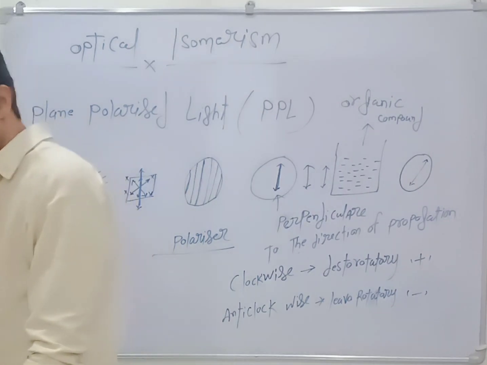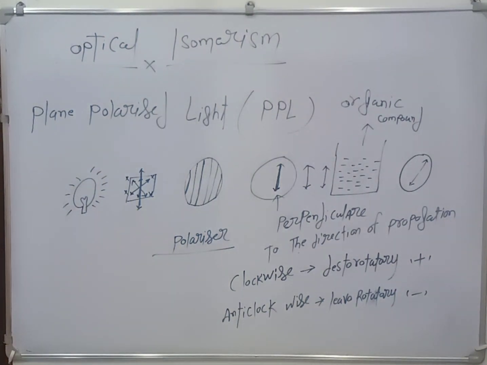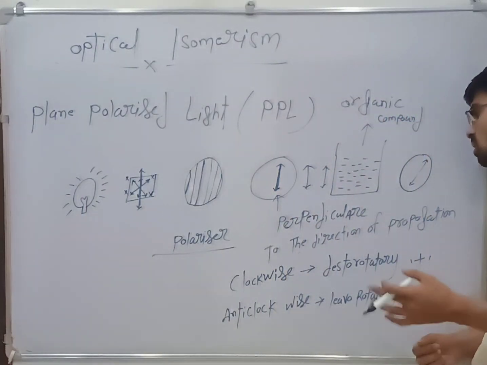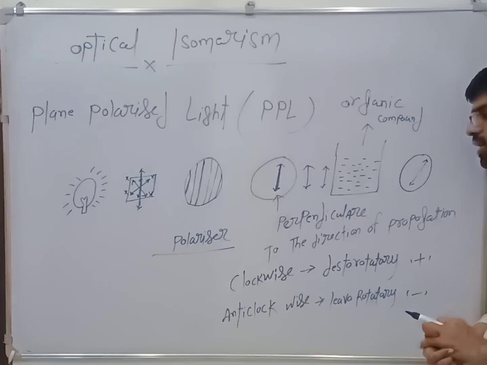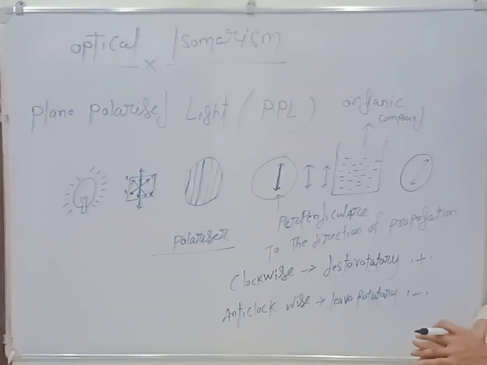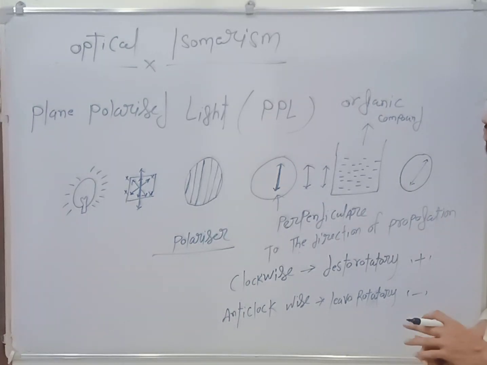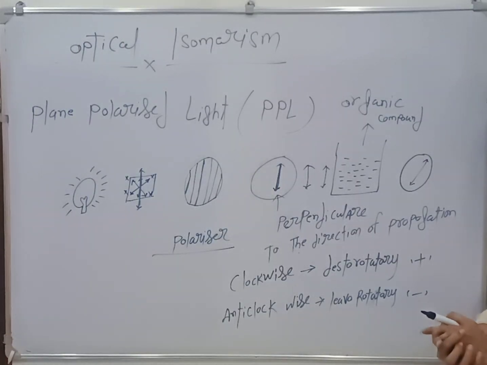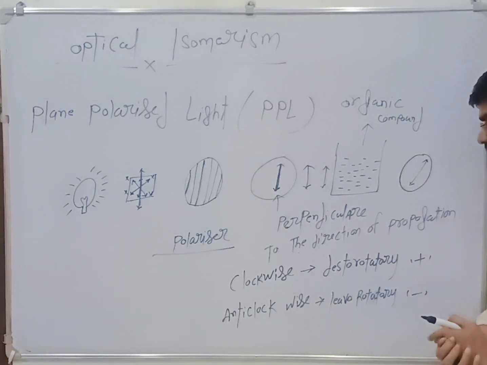So based on their rotation of PPL light in clockwise or anti-clockwise direction, they are called optically active organic compounds. When organic compounds are put in the path of PPL light, if they are able to rotate it in clockwise or anti-clockwise direction, then they are called optically active organic compounds, and that property of the compounds is called optical activity, and they are called optical isomers. Okay.